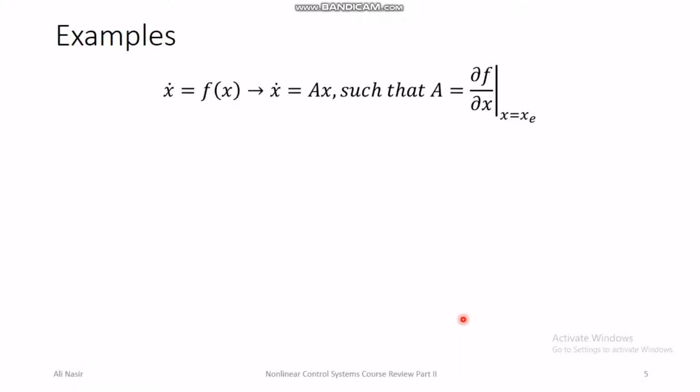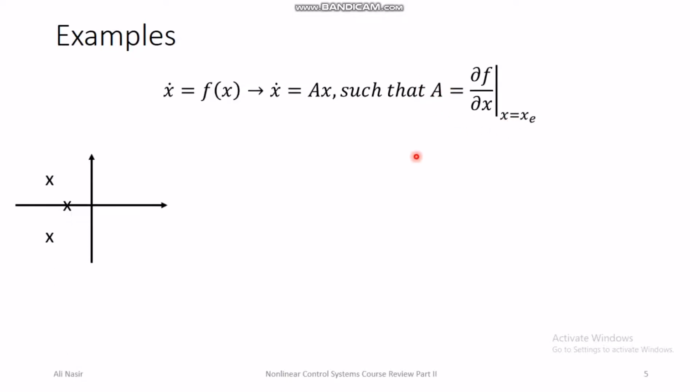So for example, let us suppose we have the nonlinear system x dot equal f of x, and we linearize this system. x dot equal Ax is the linear approximation of the nonlinear system, and we know that the linearization is done through the Jacobian. You calculate the Jacobian matrix of partial f by partial x, and equate x to its equilibrium point value, then you get this matrix.